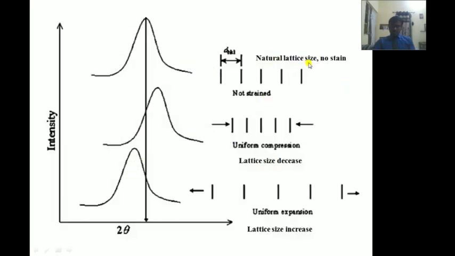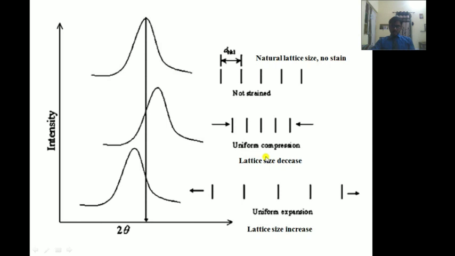So this is the natural lattice size, when no strain is applied. Suppose this is the d value, that means the interatomic distance of the crystal. If suppose this is a crystal, then there is one atom, this is another atom, these atoms are periodically arranged, and these lines are the crystalline planes. So the distance between these two lines is what I call the interatomic distance. If no strain is applied, then this is the natural lattice size, meaning there is no increase or decrease in lattice size. So this is the natural peak, or scattered peak, which is recorded by the X-ray diffraction pattern.